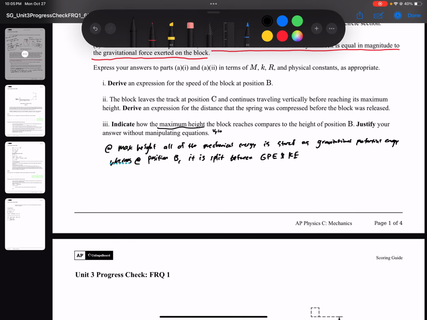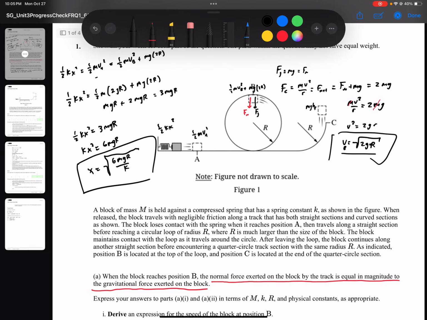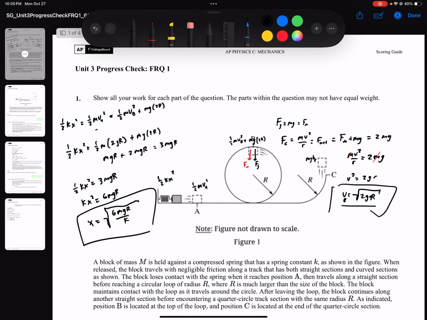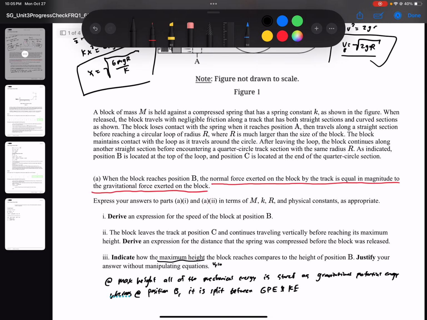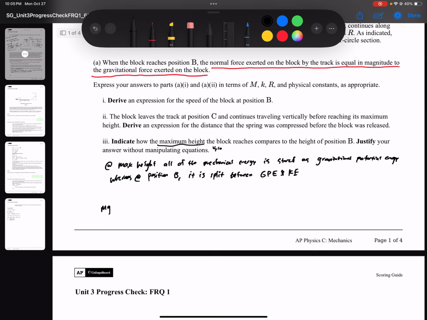If you want to calculate it as an extra, what you could do is, I think I wrote mghf for the final energy somewhere. Yeah, right here. So mghf. This is just extra, just for your understanding. You don't have to do this because that's not what the question's asking for, but I just want to show you anyway.